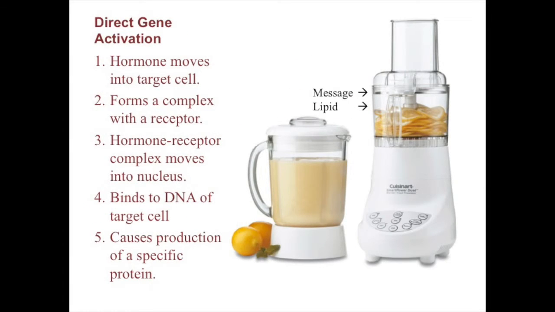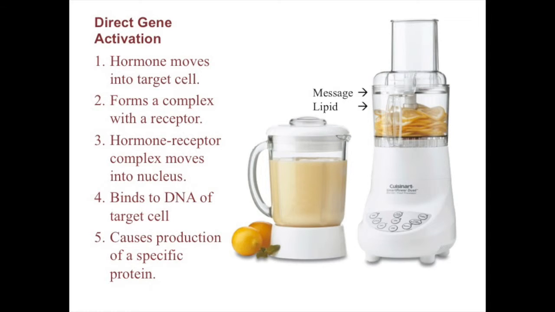The second system I'd like to talk about today is the direct gene activation. Now for this, I like to use the example of a blender. A blender, you put everything inside and it spins it all together. So with this, the message and the lipid would go in the cell together. Something to keep in mind when learning these two systems is that the second messenger system works purely with proteins and that the direct gene activation works purely with lipids.